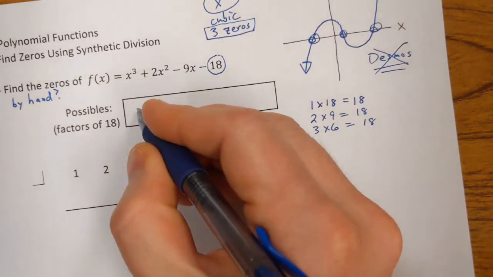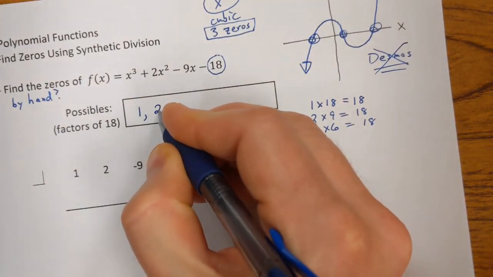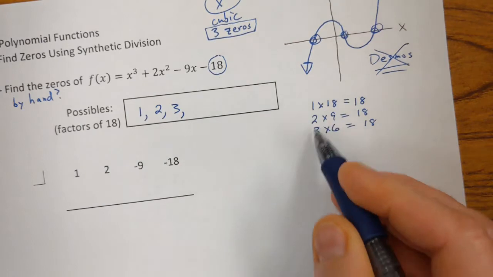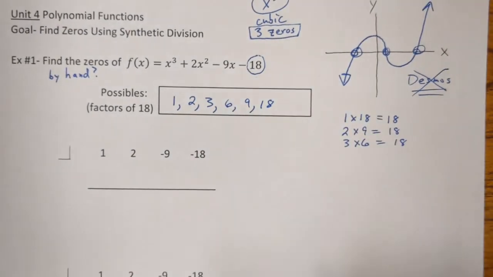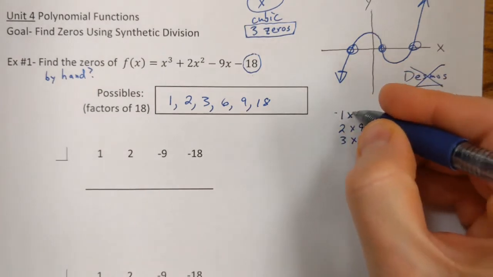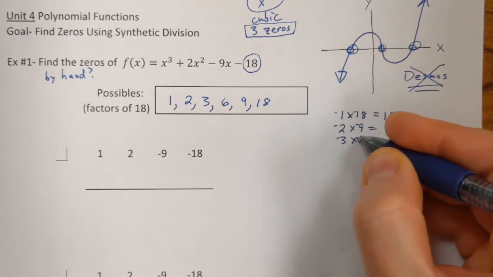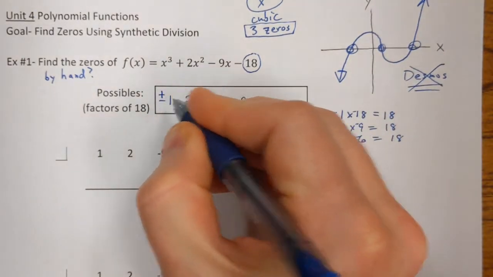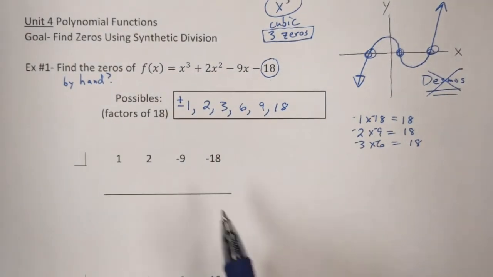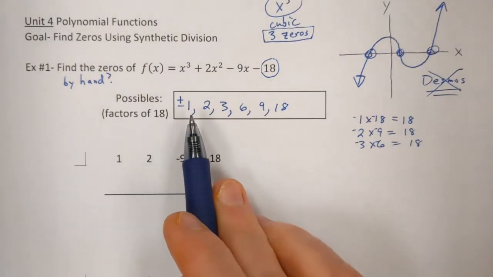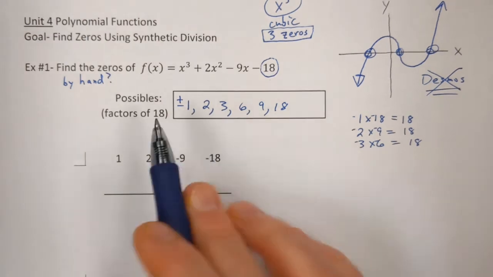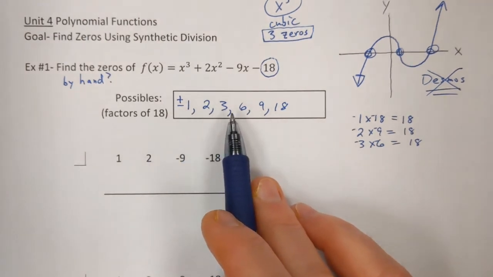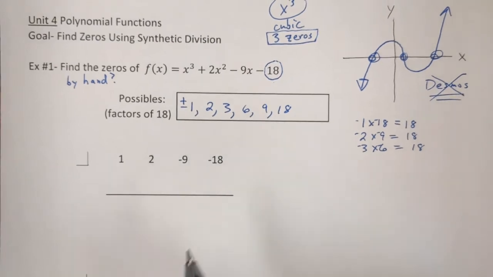Well, I'm going to put these in a list. I'm going to kind of put them in order. It could be a 1, a 2, a 3, a 6, a 9, or an 18. And here's the other thing. These could also be both negatives. You could have double negatives to make this happen. So I'm just going to put a plus or minus sign at the beginning. The factors of 18 are either 1, 2, 3, 6, 9, 18, or a negative version of these numbers, -1, -2, -3, -6, -9, or -18.